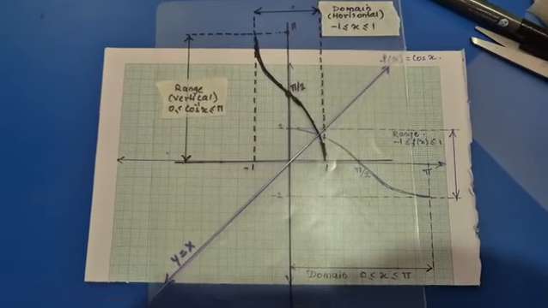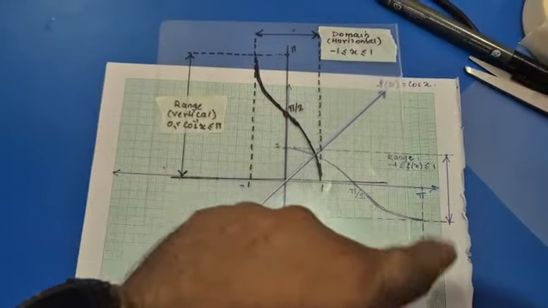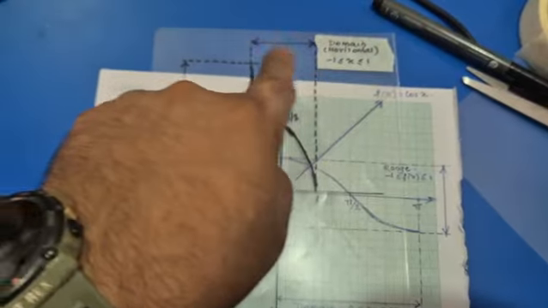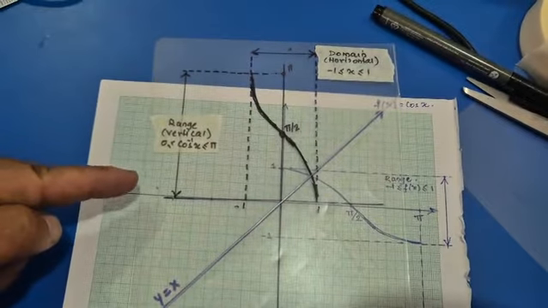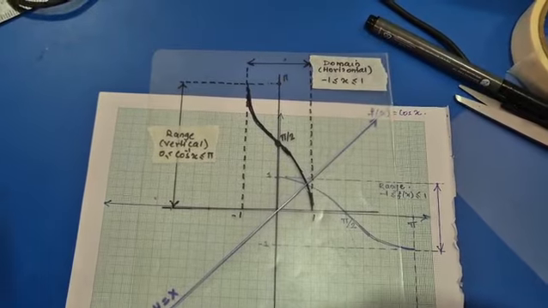The thing which was horizontal has become vertical now, and the thing which was vertical has become horizontal. So this becomes my domain and this becomes my range for the graph of cos inverse x. I hope it is clear.